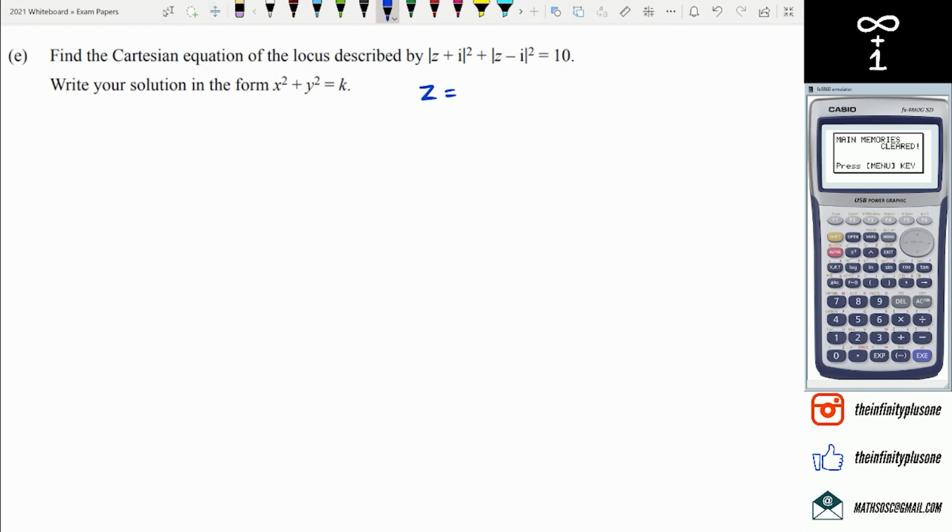The first step in this question is to put down z is x plus iy. Anytime you're doing a Cartesian equation question or locus question, you just put this straight up. Don't even worry about it. Then what you have to do is get rid of the z. So we replace it with x plus iy: we have the modulus of x plus iy plus i, squared, plus the modulus of z minus i, which is x plus iy minus i, squared, equals 10.